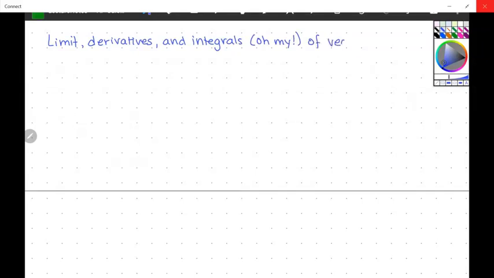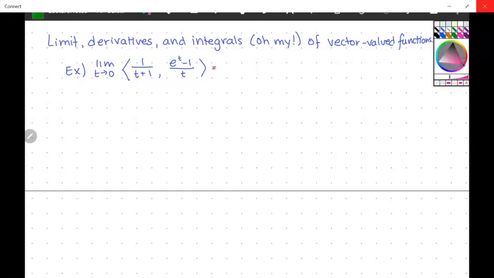Oh, vector valued functions. We're just going to do an example because they're really intuitive. Kind of a pain sometimes. So for example, if I said find the limit as t approaches 0 of this vector valued function, 1 over t plus 1, e to the t minus 1 over t. Anybody have a gut feeling what the answer to this is going to be?